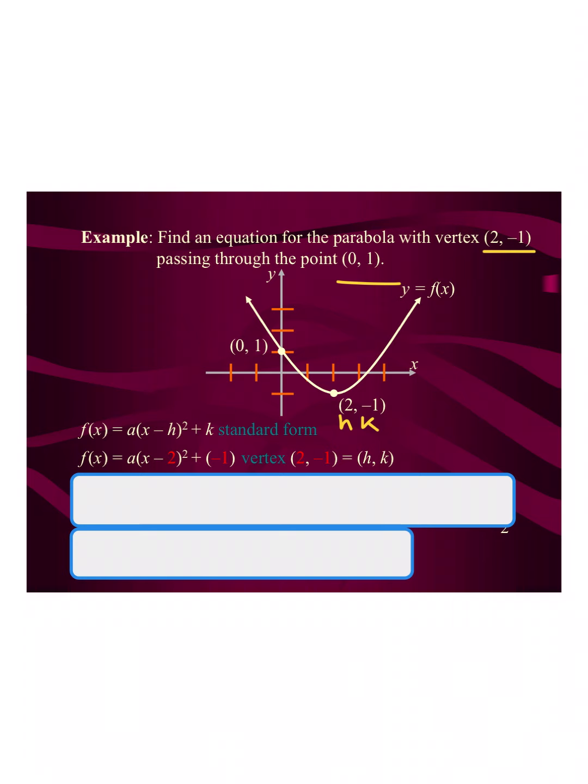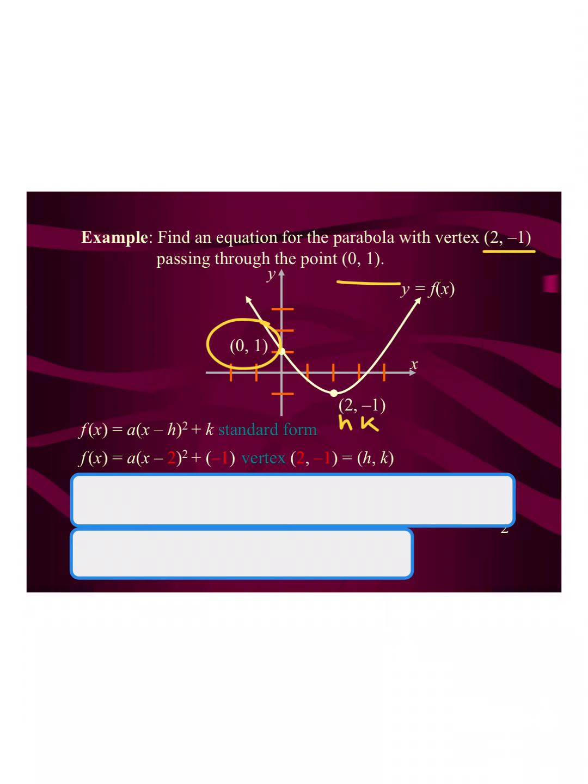And when I do, I now have the equation f of x equals a times (x minus 2) squared plus negative 1, or just minus 1. We have some additional information from our graph. We also have a point, (0, 1). We need to try and plug that in.